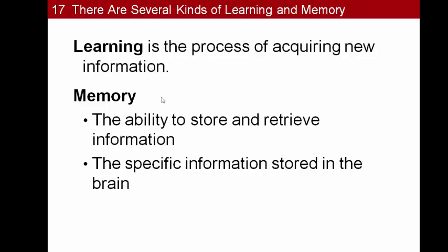So memory could be defined a couple of different ways. You could think of it as the ability to store and retrieve information. So this is an ability, versus you could think about a memory as being a specific piece of information that is hopefully stored in your brain, that hopefully when you go to find it, it's there where you are easily able to access it.